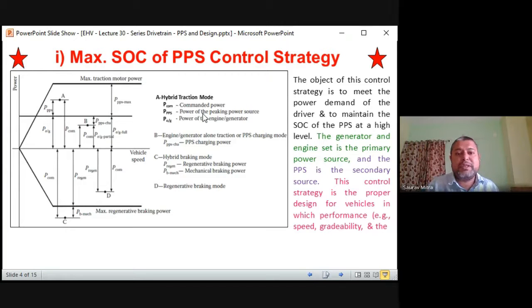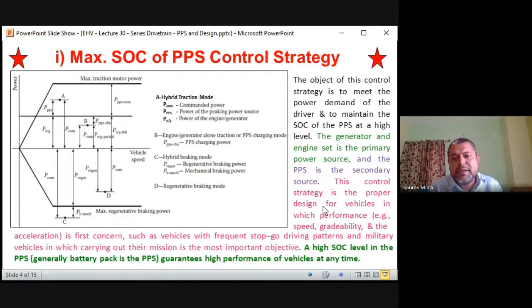You have to understand this, and this is actually case A. Now let us see what case A is. The objective of this control, that means all these ABCD controls, is to meet the power demand of the driver and to maintain the SOC of the PPS at a high level. In this case, the engine-generator set is the primary power source and the PPS is the secondary power source. I told you this control strategy is a proper design for vehicles in which performance is the main concern.